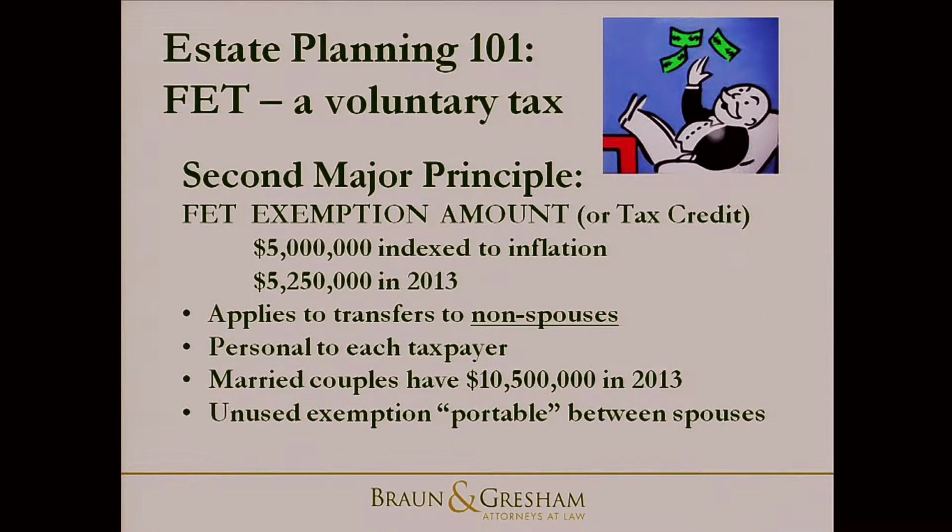Here's a second major principle. And this is where the law has significantly changed. Every individual has this federal exemption. Sometimes it's referred to as a credit, such that you can pass, according to the new law, up to $5 million to anyone, non-spouse, right, without paying federal estate tax. This could be a transfer during life in terms of a gift, or it could be a testamentary transfer, a transfer that's made at death. So you can pass up to that amount without any tax.